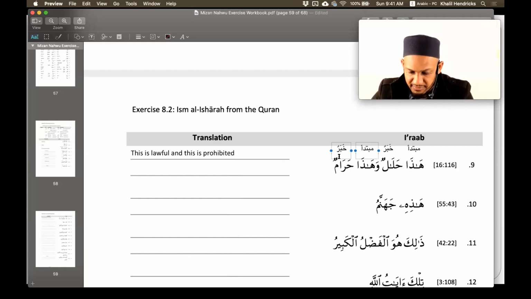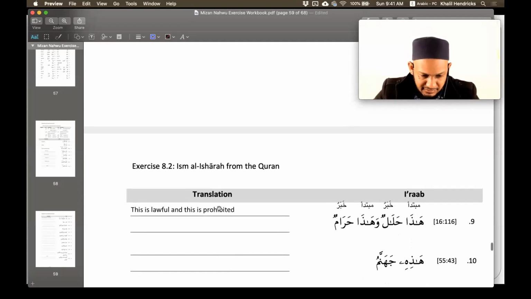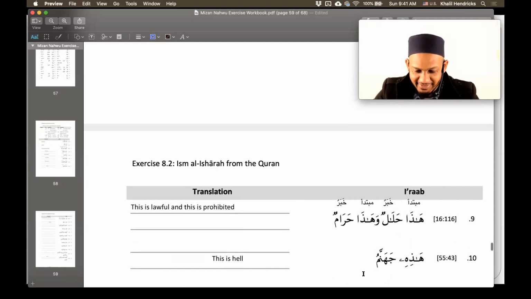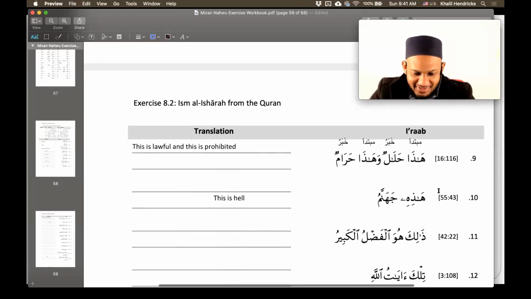Next one, هذه جهنم. Bismillah, who wants to go? Assalamu alaikum, Maulana. Wa alaikum assalam wa rahmatullahi wa barakatuh. هذه جهنم is: this is hell. Okay, this is hell. It almost sounds like an expression people use every day. When they're working very hard, they say this is hell. Anyway, sometimes you could say it, but anyway. So good. هذه جهنم.